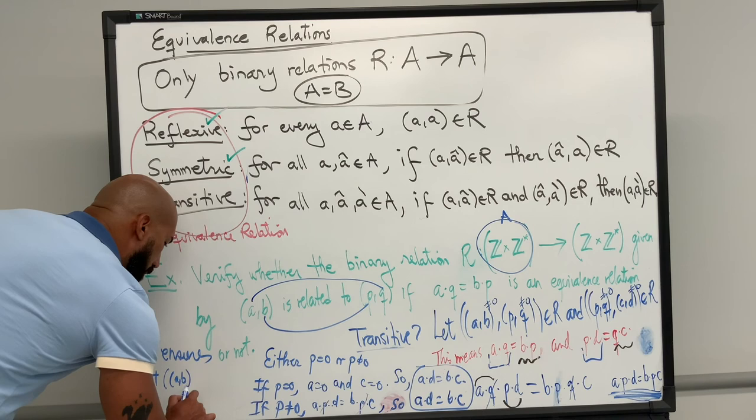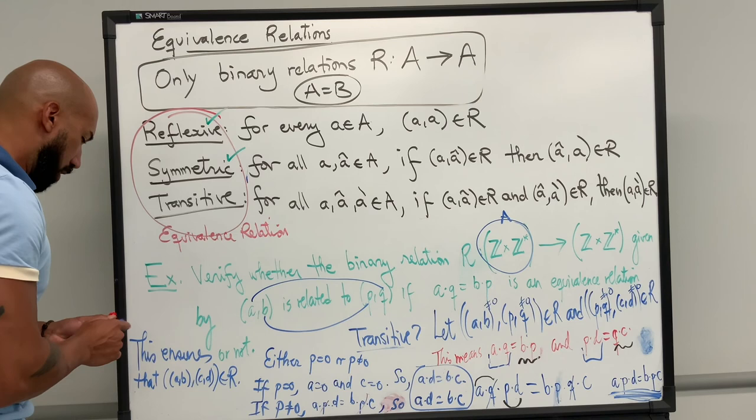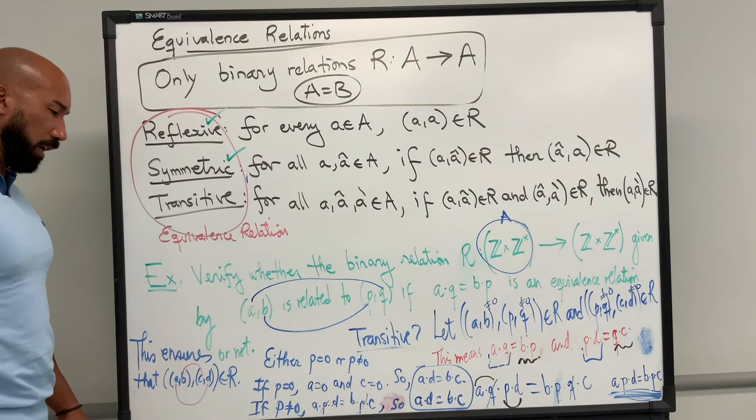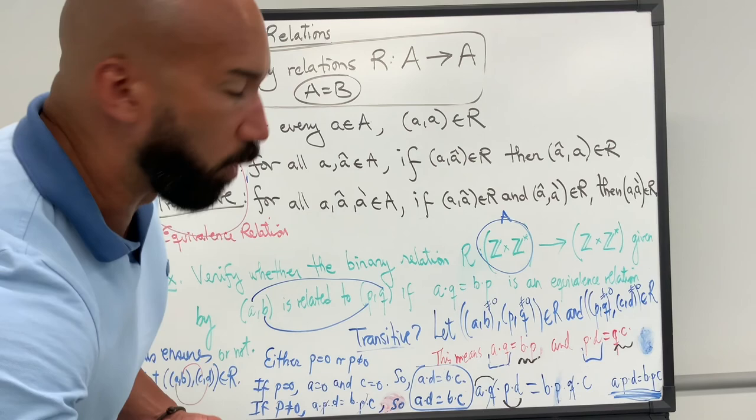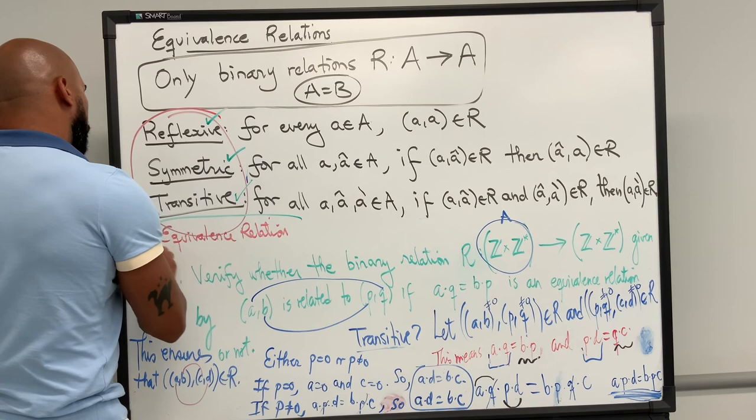So always we have managed to conclude this, which ensures that the pair (A, B), (C, D) is in the relation, because A times D is equal to B times C as required by the intentional definition of the relation. So this relation is also transitive. The three conditions are satisfied, and this is an example of a relation that is an equivalence relation.